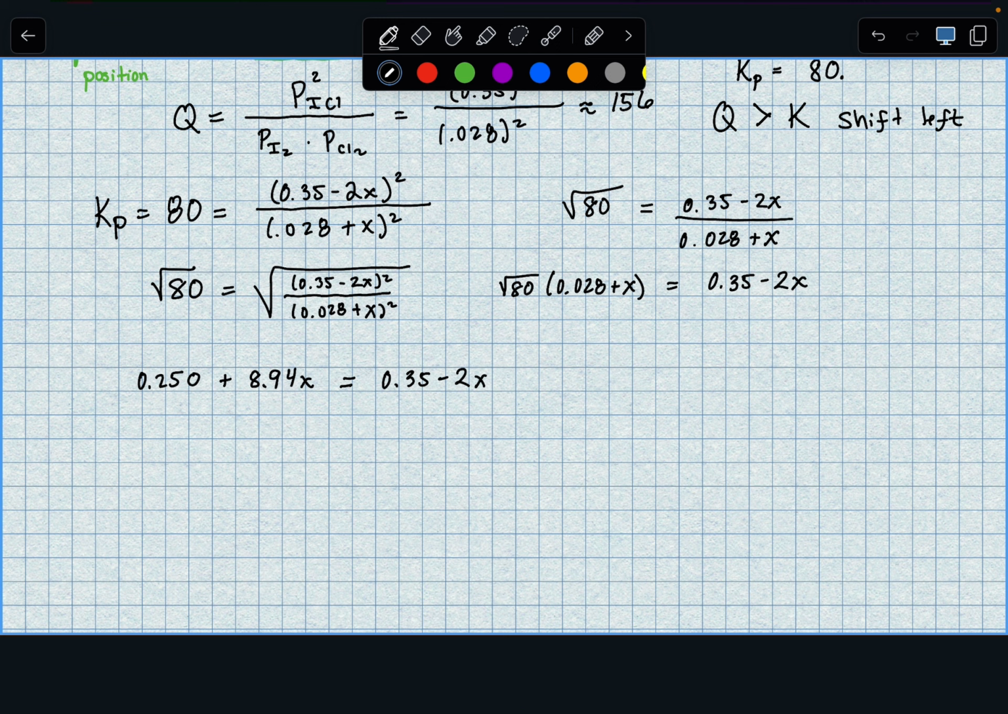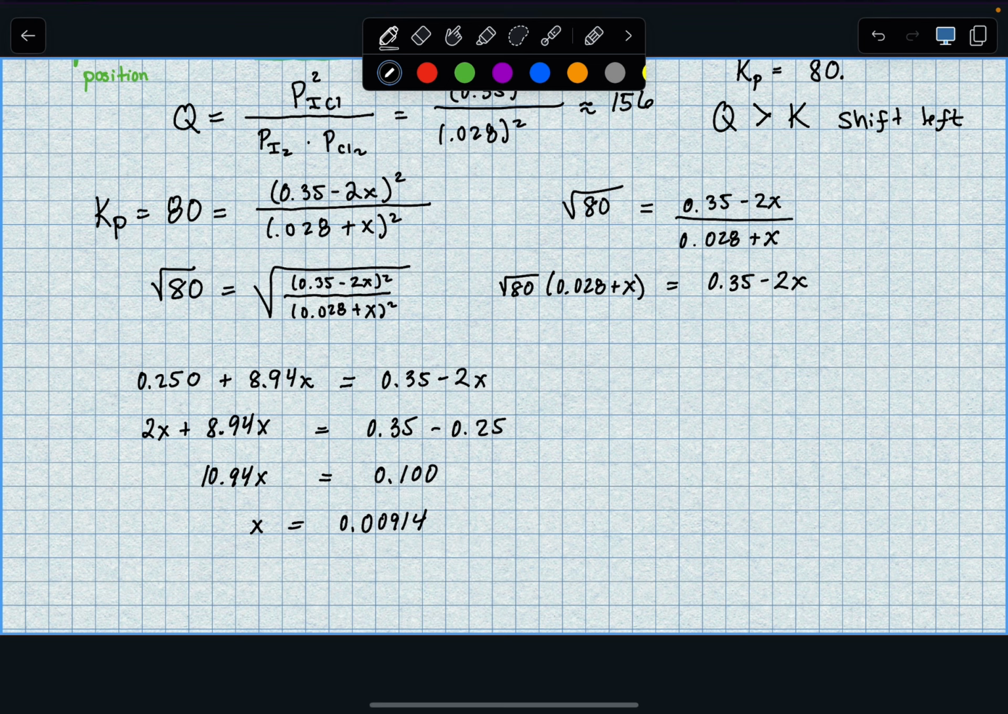And then the next thing we're going to do is combine our terms. So we're going to have the 2x on this side plus the 8.94x. Got a great use for algebra here. And then 0.35 and then minus the 0.25. And we can even just get rid of that sig fig. And then this is going to equal 10.94x. And that's going to equal 0.100. And if you divide this out, x will give us 0.00914. Kind of carry an extra sig fig there.